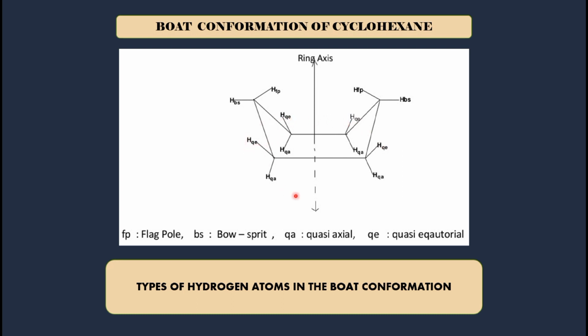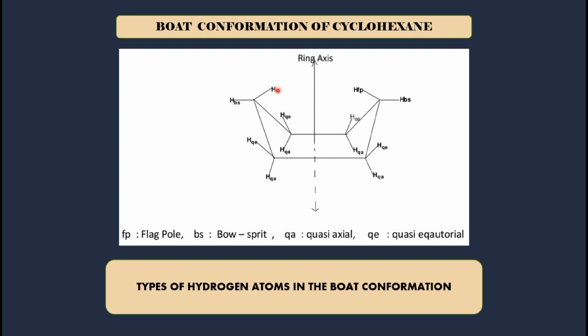Apart from these 8 hydrogens, we have 2 hydrogens here. These are called flagpole hydrogens. And there is a steric repulsion, a repulsive interaction between these 2 flagpole hydrogens, which increases the energy of the molecule to a considerable extent, and that is how it is destabilizing this conformer.